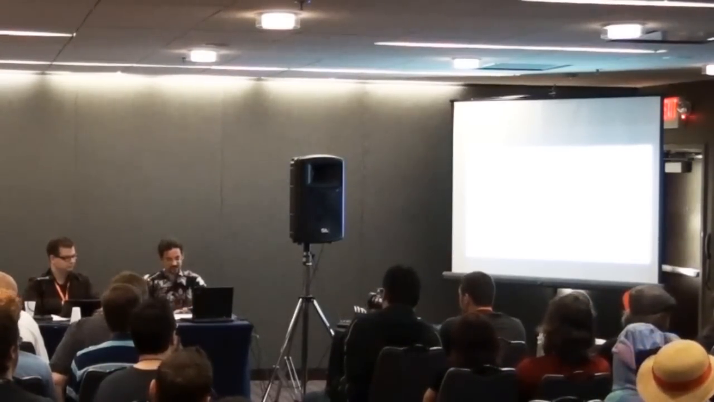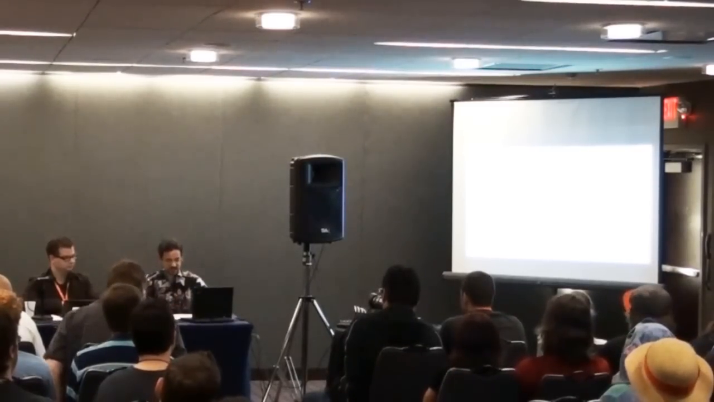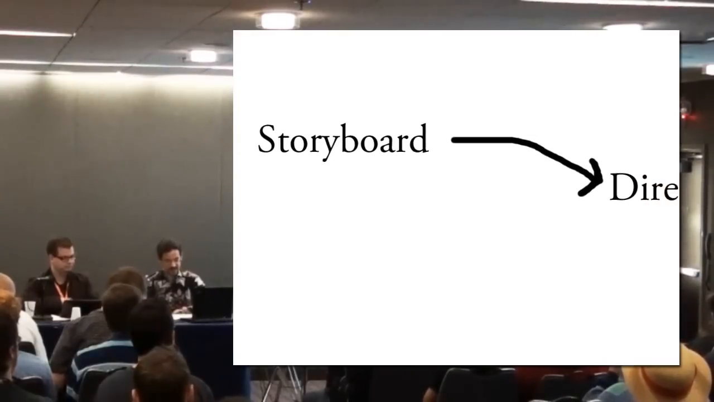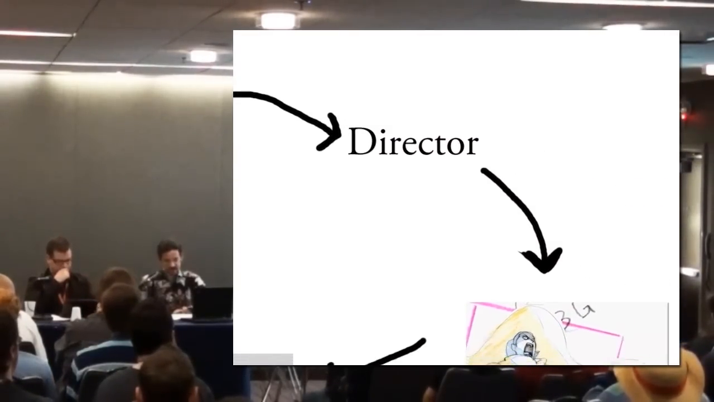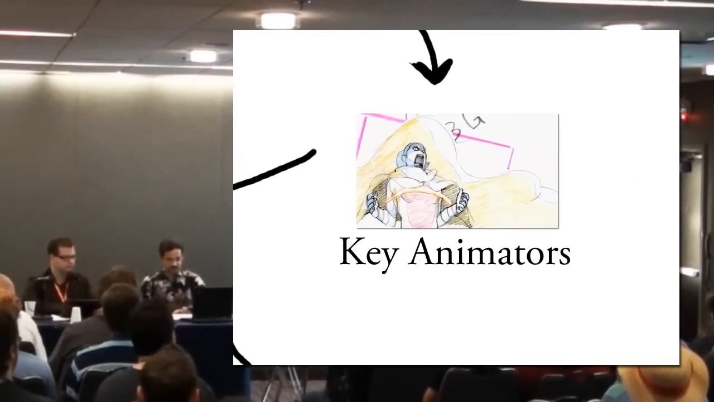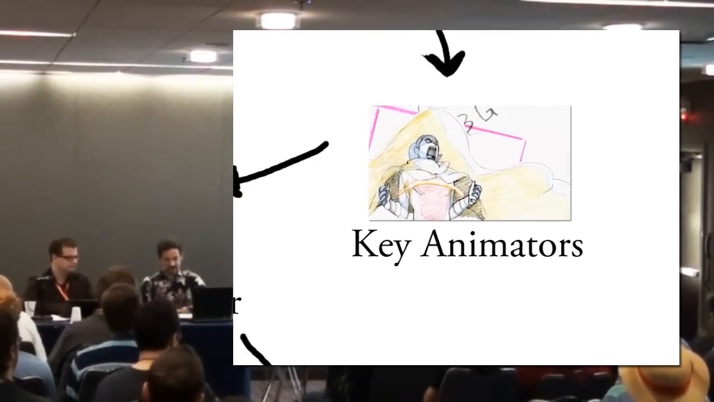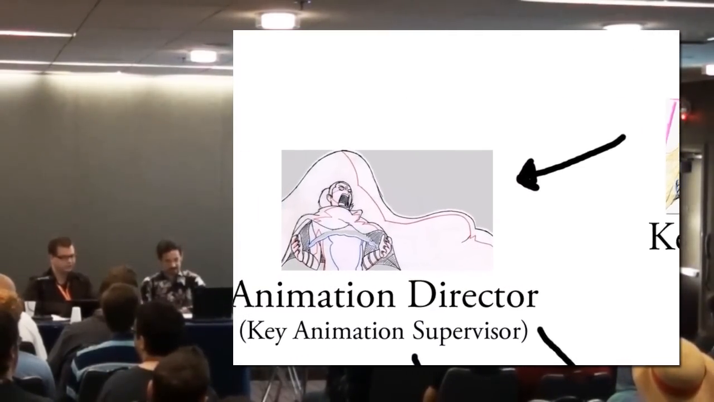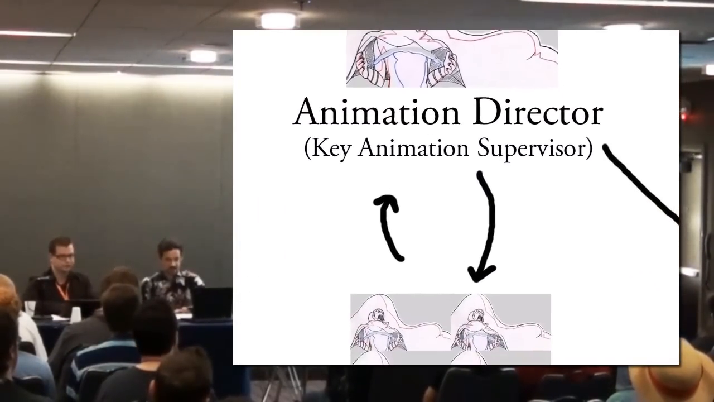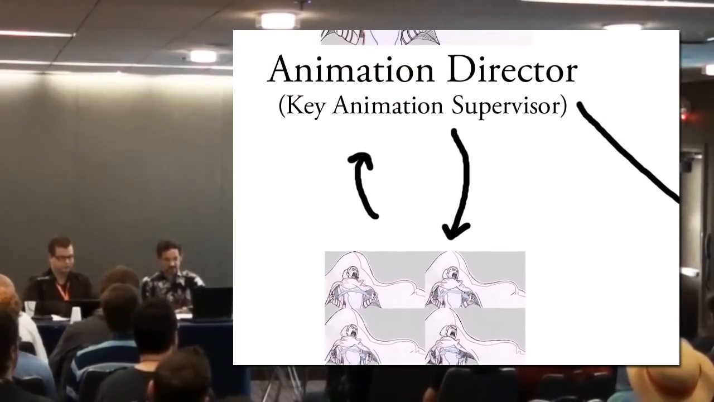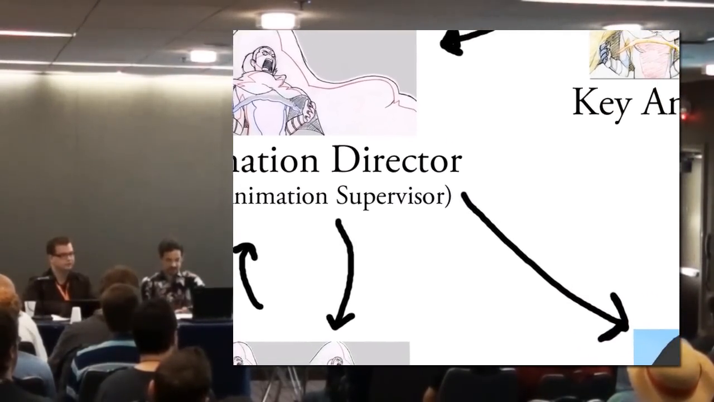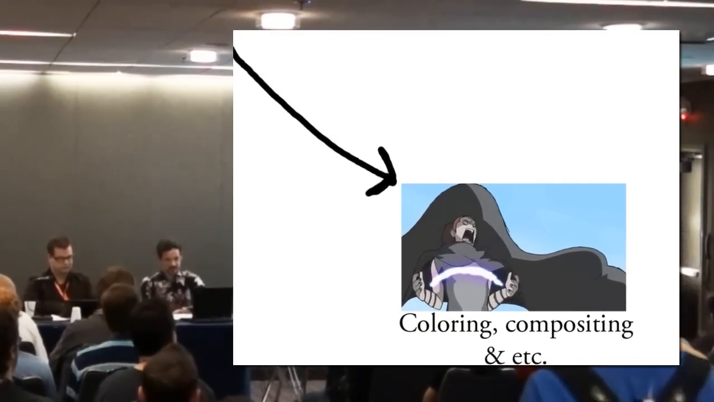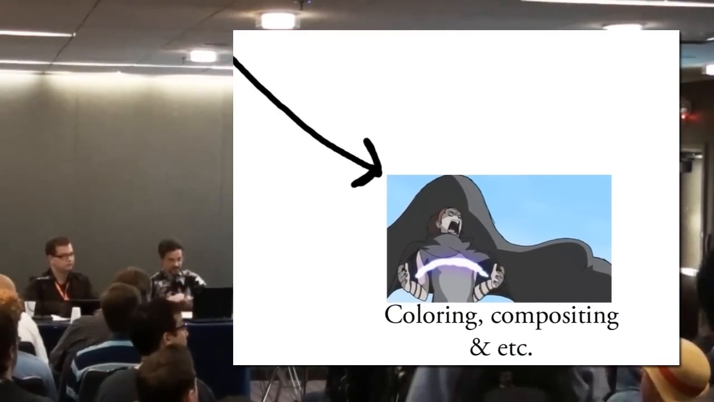So the animation workflow is like this. The storyboard is approved or sometimes created by the director, who then delegates cuts to the key animators based on their skill. After their layouts are approved by the director and animation director, key animation begins. The keys are corrected by the AD and then sent to the in-betweeners. And sometimes the in-betweens go back to the AD for correction. And finally, the finished drawings go to the coloring and compositing team.